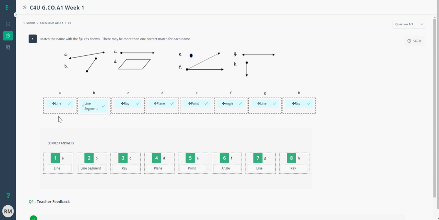E is a point, it's just a singular point there. F would have been your angle, where 2 rays share the same endpoint. G is your line again with 2 arrows on either side, and H is another ray, 1 endpoint and 1 arrow going to the other end. And that's all you had for your quiz week 1.